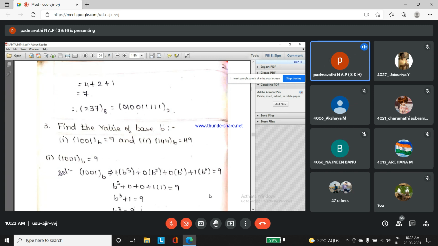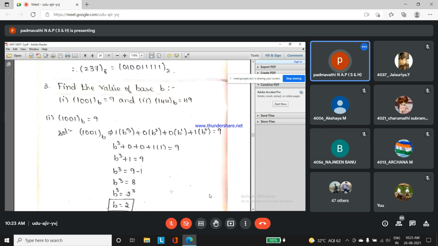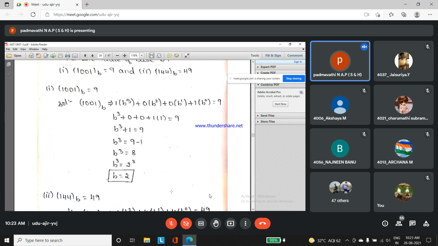So split up the 1 into b power 3 plus 0 into b power 2. Now the given number has 4 digits, so starting from b power 3, then b square, then b power 1, b power 0, that is equal to 9. b power 3 plus 0, then 1 into anything power 0 is 1, equal to 9. So b cube plus 1 is equal to 9. Then b power 3 is 9 minus 1, b power 3 is equal to 8. So b is equal to 2. This is the method to find the base.